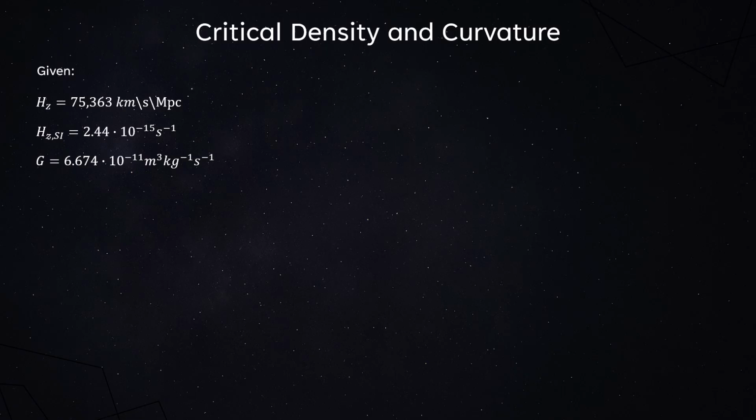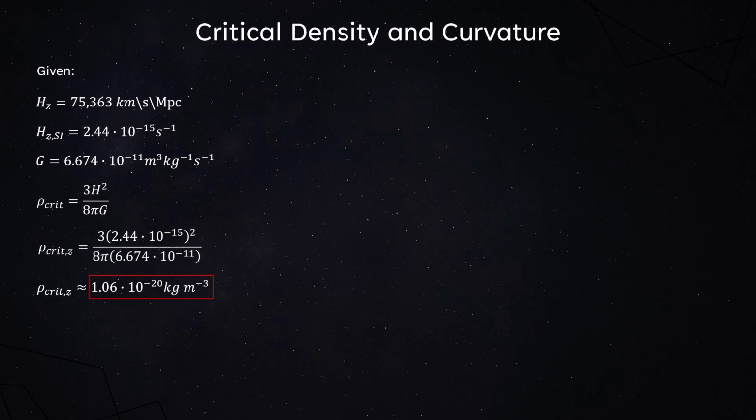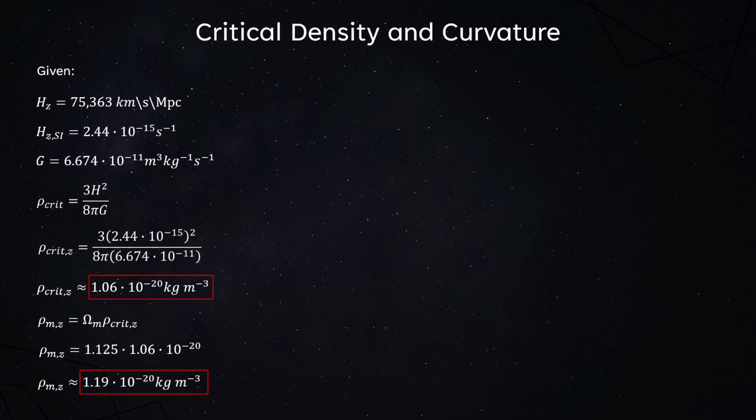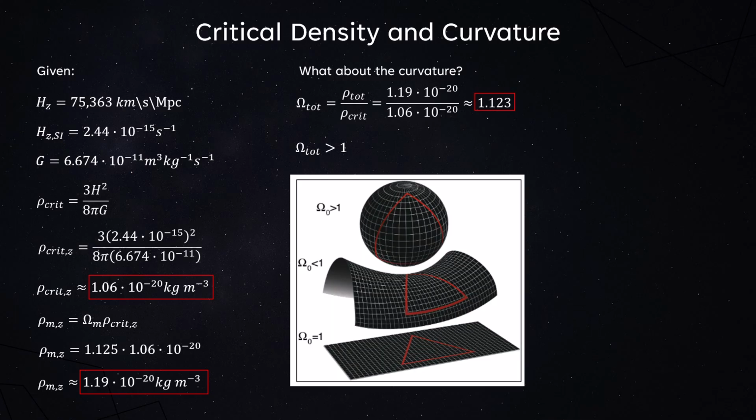Critical density and curvature. We begin with the given values and first convert the Hubble parameter at z equals 100 to SI units so we can use them in our calculations. The resulting critical density is 1.06 times 10^-20 kilograms per meter cubed. The matter density is slightly higher than the critical density, and this indicates that the curvature of the universe is greater than 1. So our universe is closed with positive curvature. Space is finite and spherical as illustrated in the accompanying image.